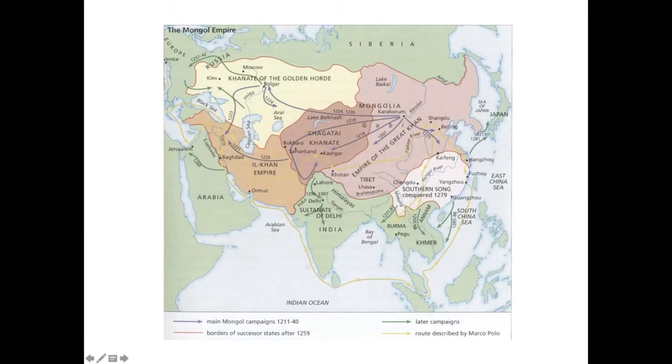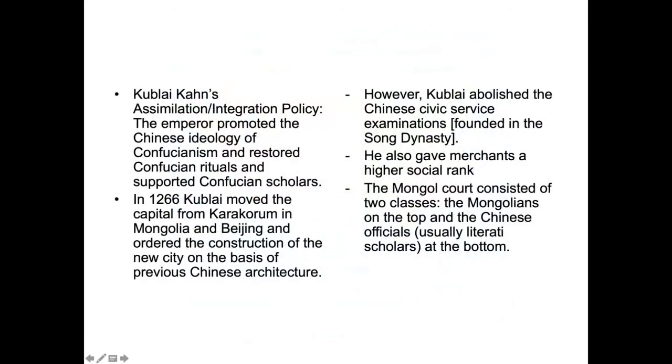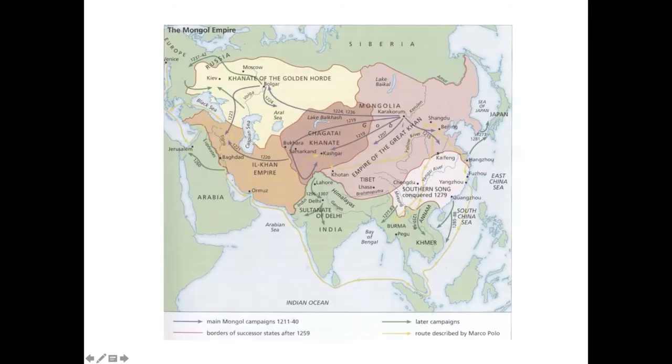So Kublai Khan moved the capital from Karakorum to Beijing, and he ordered the construction of a new city in Beijing. So this is the first time ever that China is going to make Beijing the capital. So right now, what is the capital of the People's Republic of China? It is Beijing. When did it start? From the Yuan dynasty.